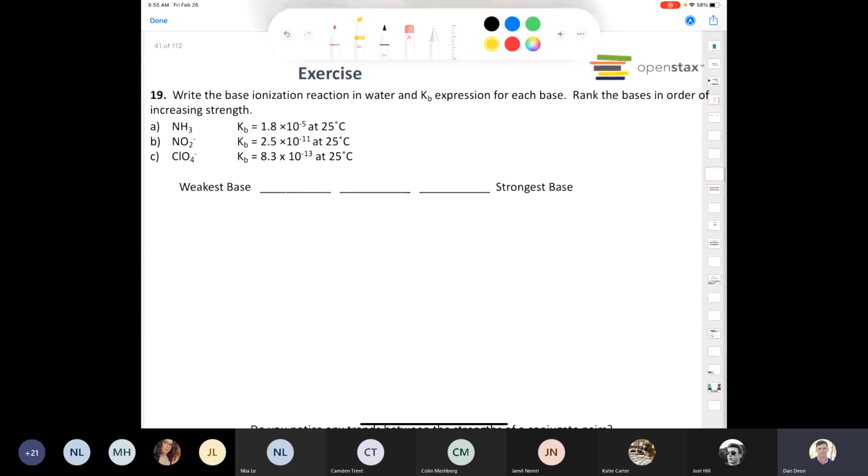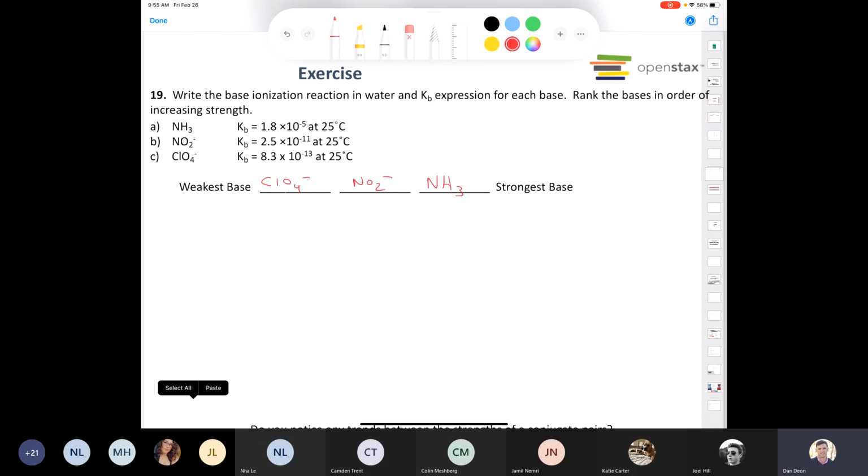Anyhow, just something to think about. I thought you might find that interesting, so I threw that in here. I have a lot of students with inquiring minds, so let's go and try question number 19. It's in the same vein as the last question. We're looking at some Kb values here. They're all written for me this time. It says, write the base ionization reaction in water and the Kb expression for each. Rank the bases in order of increasing strength. Well, again, the higher the Kb, the stronger the base. So we can clearly see that out of these three, ammonia is going to be the strongest base. It's got the highest Kb. And the perchlorate ion is going to be the weakest base. It's got the lowest Kb, and then the nitrite ion is going to be somewhere in the middle.